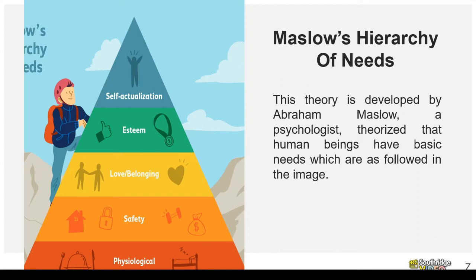The lowest level of need is the physiological needs. Second level is the safety needs. The third level is the social, love, or belonging needs. And the fourth level is the esteem needs. And the last and the most top level is self-actualization. So it is important to note that in order to proceed to the next level or to the upper level, you must first satisfy the lower levels.